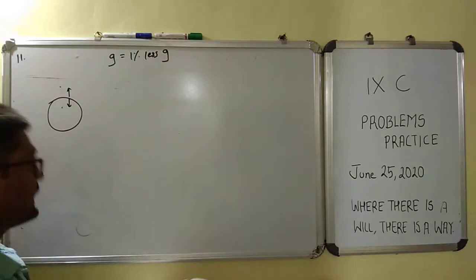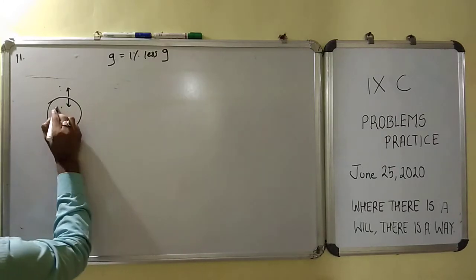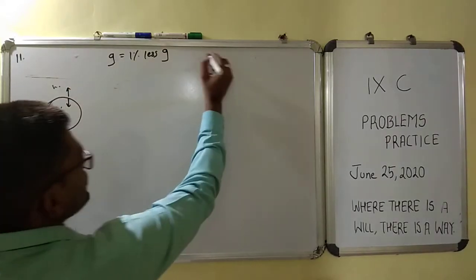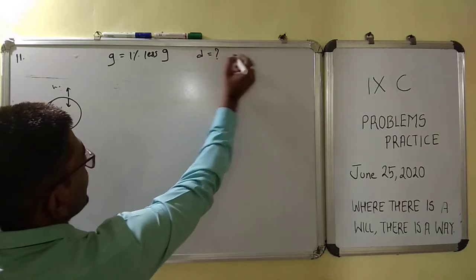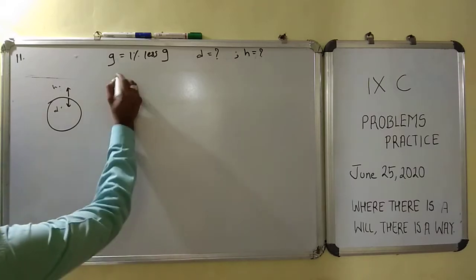Then what is that place? That means there can be two situations. It can be at a depth and it can also be at a height. So we have to find that depth as well as that height at which g is 1% less.